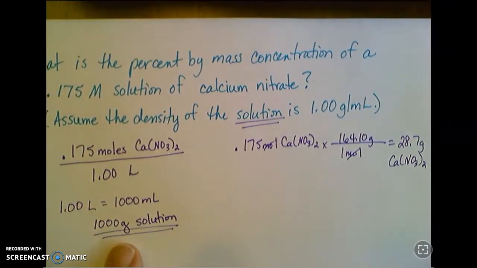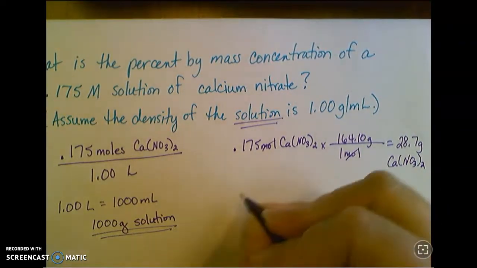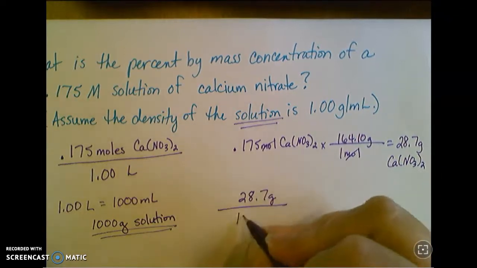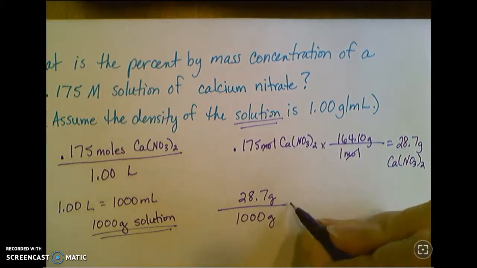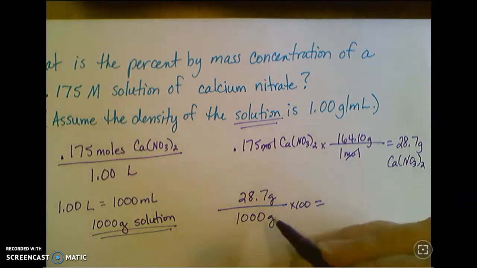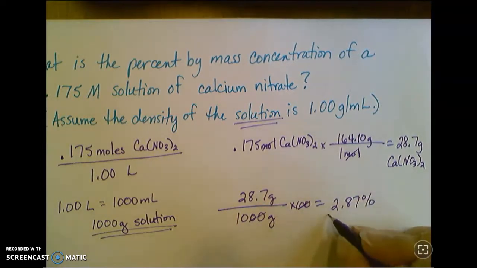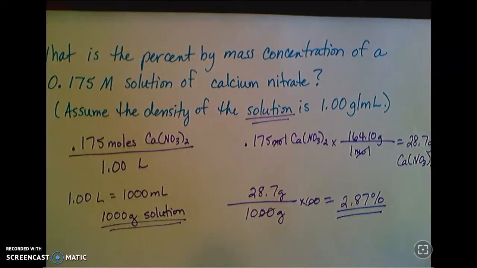So now I have what I need. I know the mass of the solute, I know the total mass of the solution, I can calculate percent composition, or percent by mass. 28.7 grams solute divided by 1,000 grams of solution times 100. And so, moving my decimals around here, it's going to be 2.87% by mass. Alrighty? Not too bad.